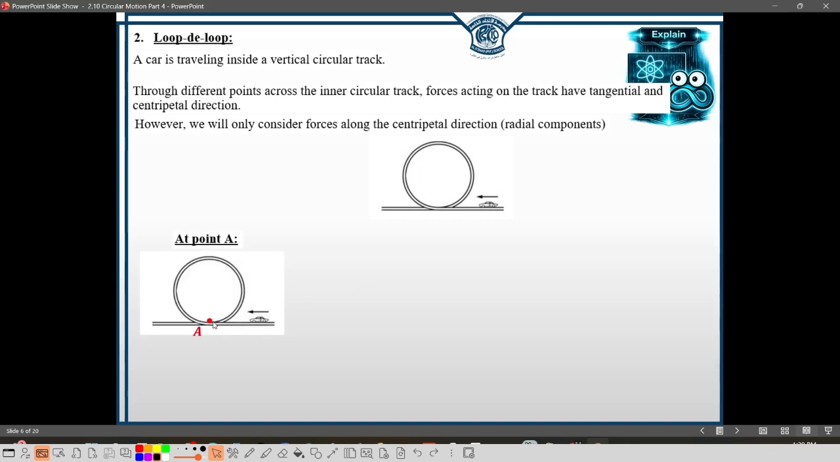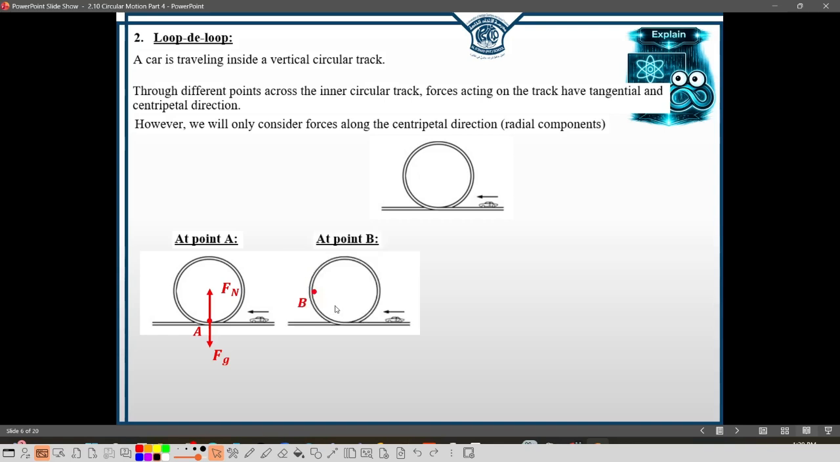Now, although here we have two types of forces, particularly at point A, we're going to consider only the forces that are aligned with the centripetal direction. Actually, here at point A, we have two forces aligned with the radial direction, or the centripetal direction. We have the force of gravity and the normal push. Remember, the radial direction, or the centripetal direction, is the direction that coincides with the radius of the circular path.